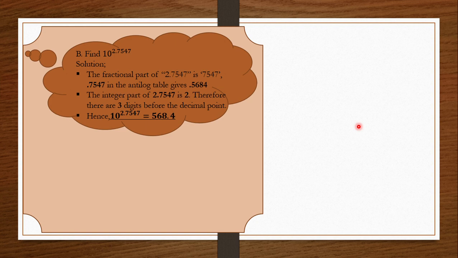Our next question here is find 10 raised to power 2.7547. When you have something like this, 10 raised to power something, just know that they need to find the antilog of that power. So to solve this, we have to find the fractional part.